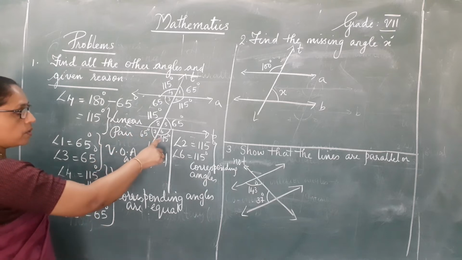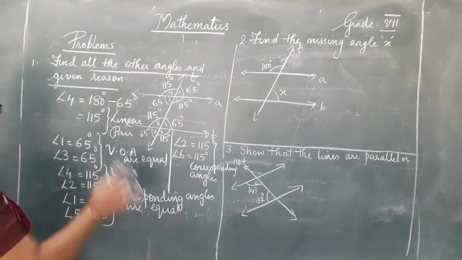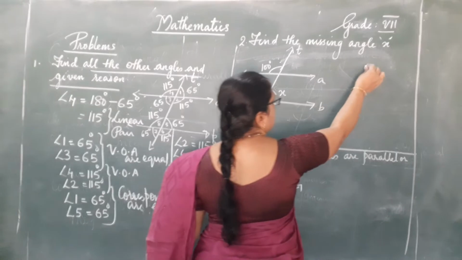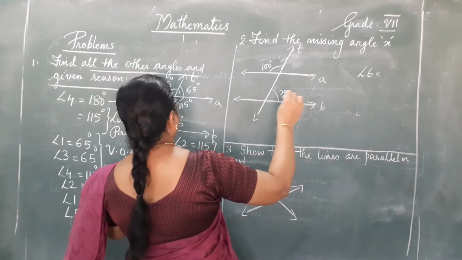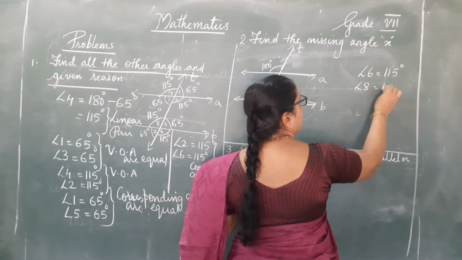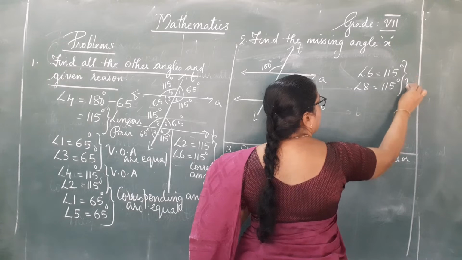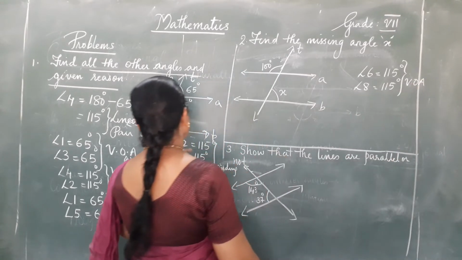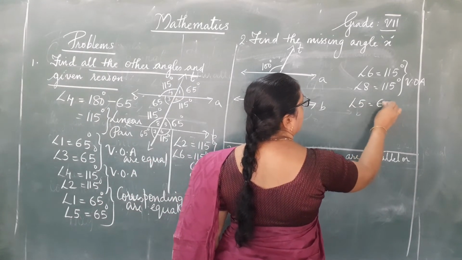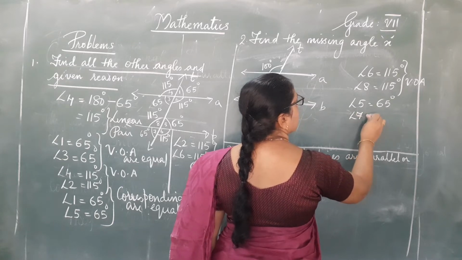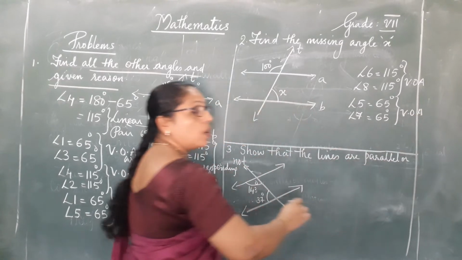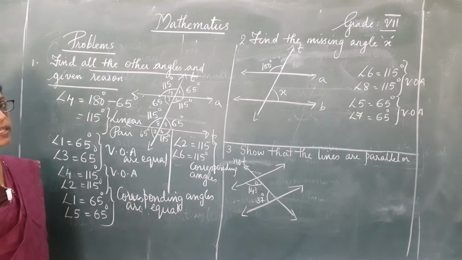Now two more that you have to write. Angle 6 is 115, so angle 8 is also 115. The reason is vertically opposite angles. Then angle 5 is 65, so angle 7 is also 65. The reason again is vertically opposite angles. So all the angles are found by using different properties.